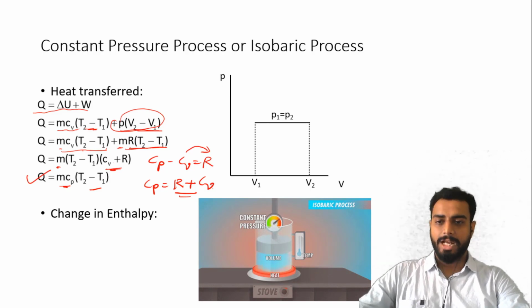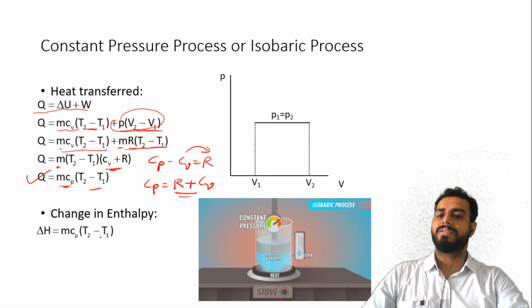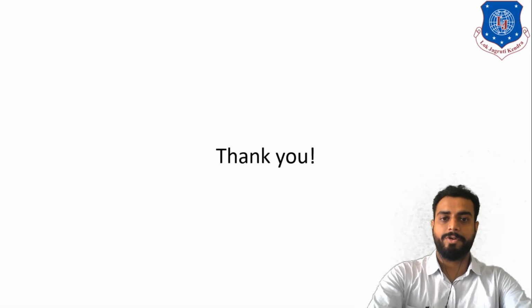Further, change in enthalpy. Change in enthalpy, delta H, is equal to m Cp (T2 minus T1). So today we are going to stop up to this point.